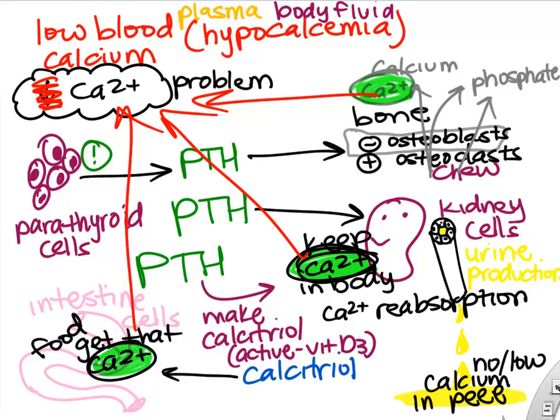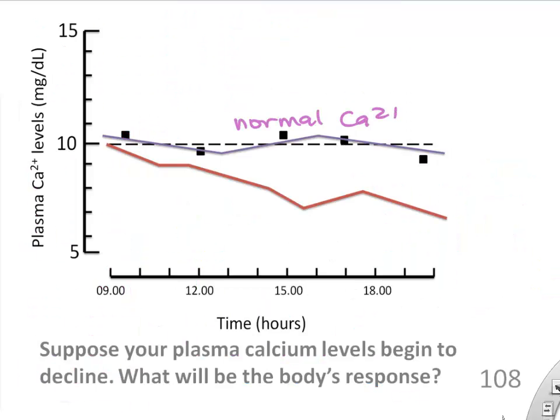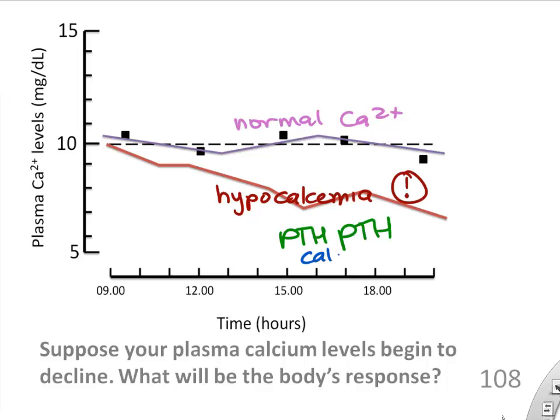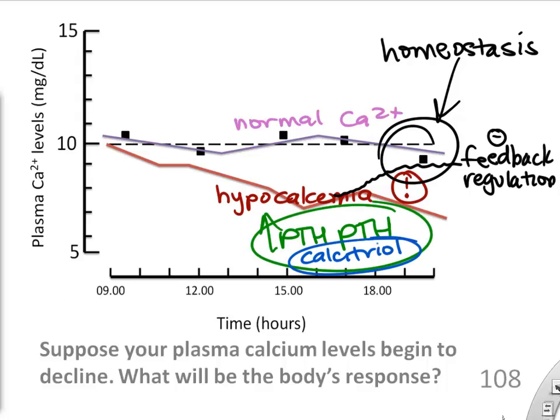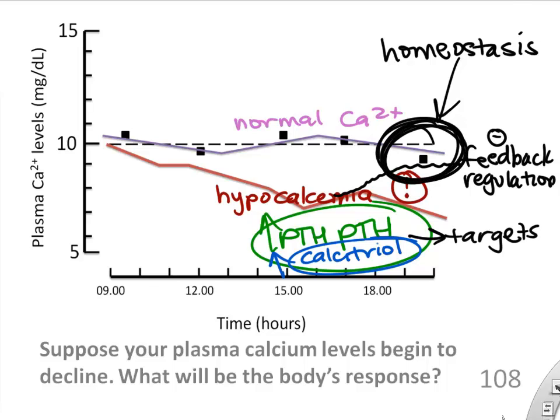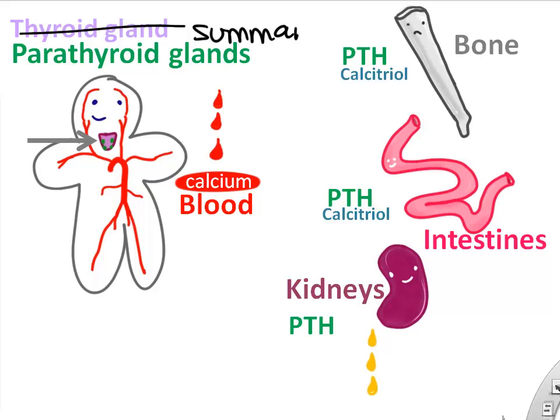And so in that way, PTH and calcitriol are regulating our calcium homeostasis. Because in this case, we had hypocalcemia, we released lots of PTH, made some extra calcitriol. Those signaled to our body cells to bring our calcium levels back up towards normal. Again, that's an example of negative feedback regulation and homeostasis, trying to keep calcium stable in our body. Okay, so if you have low blood calcium, you're going to make lots of PTH and more calcitriol.